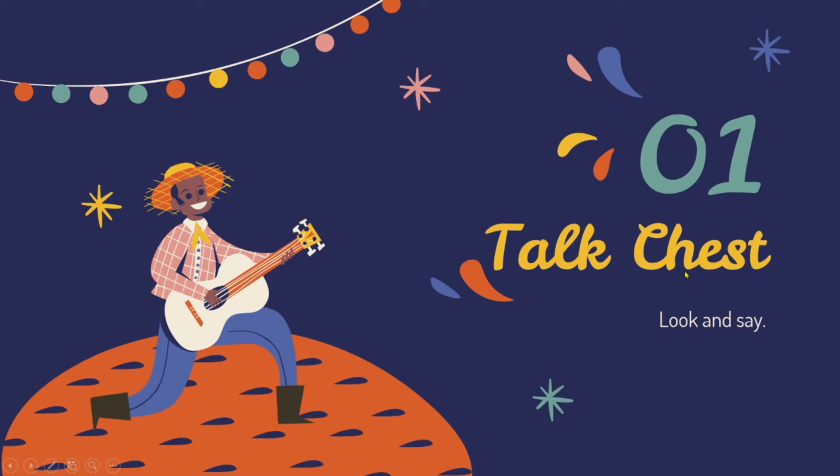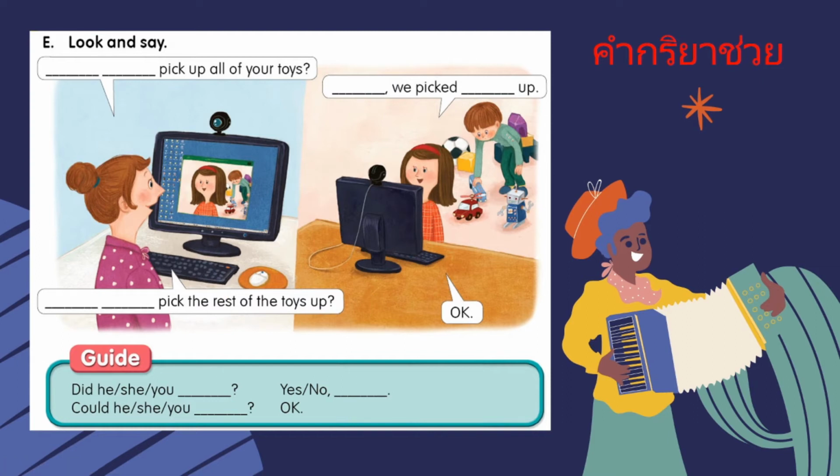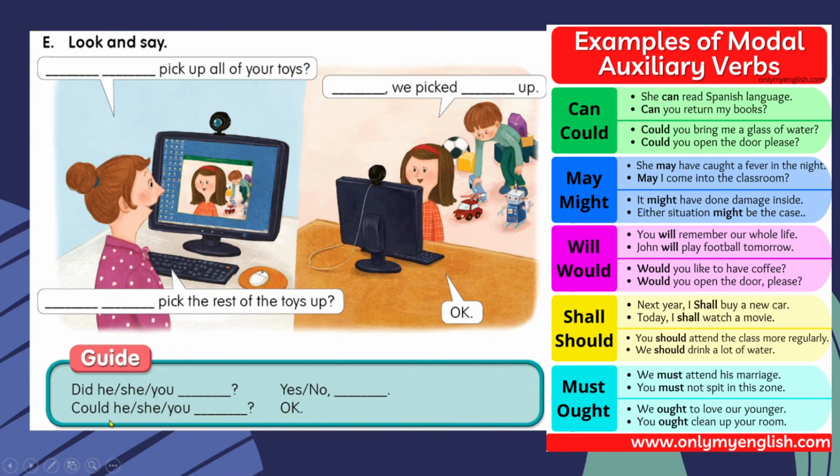We are doing Talk Chess, Look and Say. Now take a look at the picture. This is the grammar focus that we are going to do. In the guide, you have here did he, did she, or did you, and also could he, could she, or could you. These two questions are answerable with yes or no, or okay. Now just remember that did and could are examples of modal auxiliaries. There are 10 examples of modal auxiliaries.